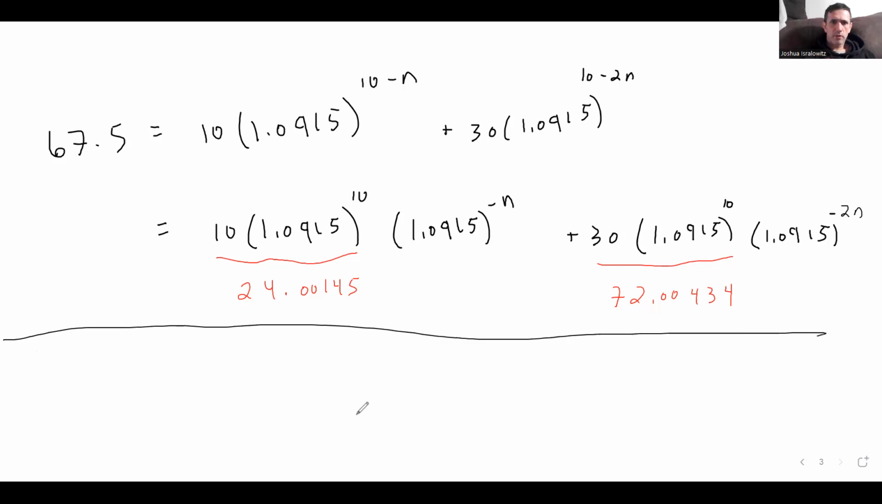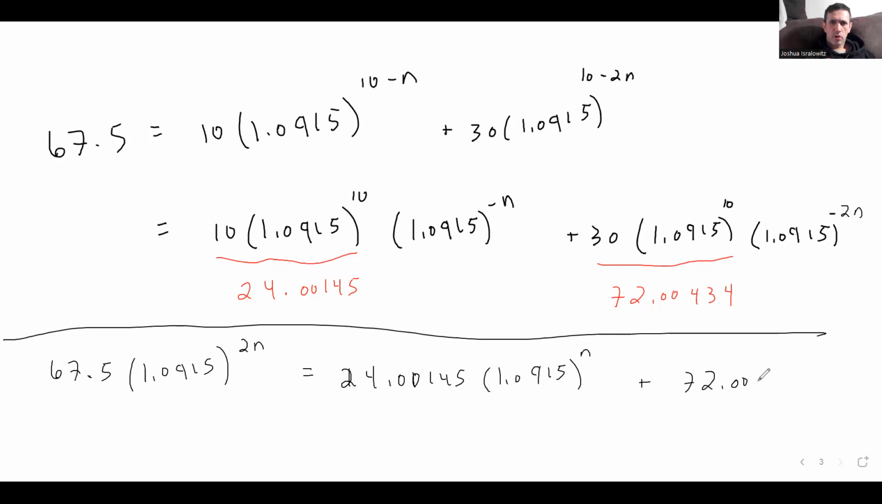It's getting all crowded here. It's just because I like positive exponents, but again, you don't really have to do this. You might find it silly that I did this. So I'm taking both sides of this equation and multiplying by 1.0915 to the 2n. So this equals 24.00145 times 1.0915 to the n, and then this is just 72.00434. Now what I definitely want to do is set this to be x. So this is x squared.